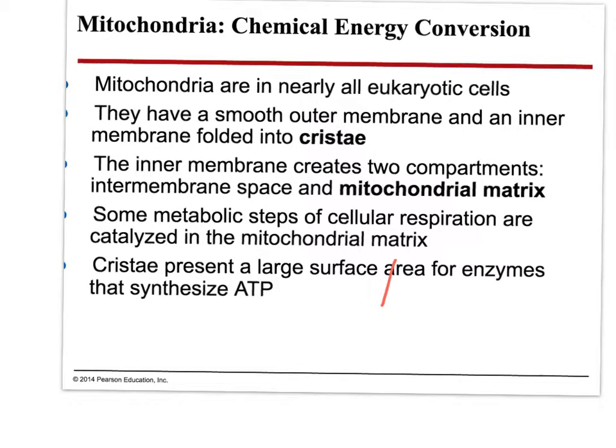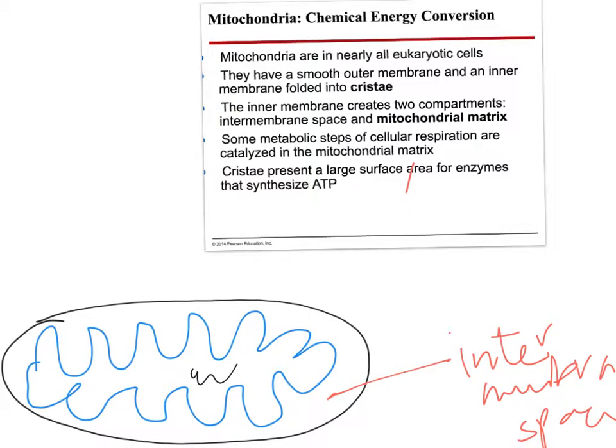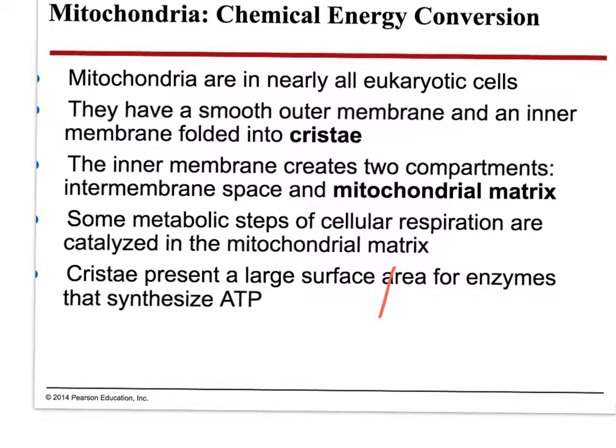So, what you end up with is the intermembrane space and the mitochondrial matrix. The matrix is this part in the middle, right here. This is your matrix part, right? And then you have the intermembrane space. Some of the steps of cellular respiration are done across this. This is the important part. Some of it's going to happen in the matrix, and some of it's going to happen in the intermembrane space. Okay? The folding allows for a large surface area for the synthesis of ATP.